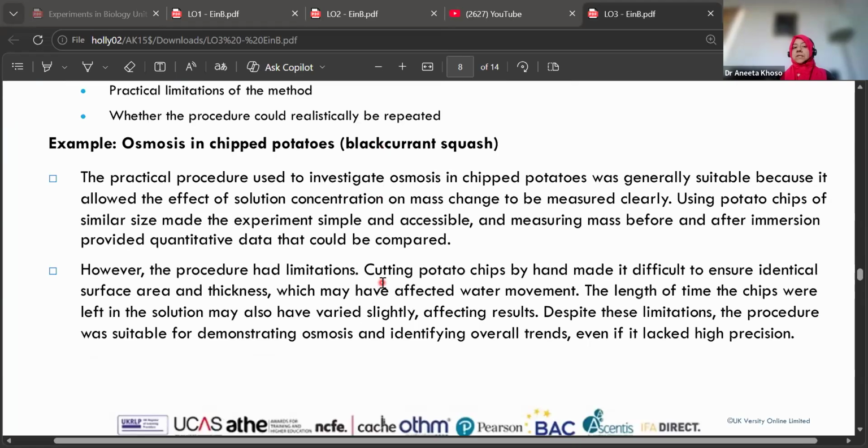So an example of this is osmosis in chipped potato, blackcurrant squash. The practical procedure used to investigate osmosis in chipped potatoes was generally suitable because it allowed the effect of solution concentration on mass change to be clearly measured. Using potato chips of similar sizes made the experiment simple and accessible, and measuring the mass before and after immersion provided more quantitative data that could be compared across the data sets.